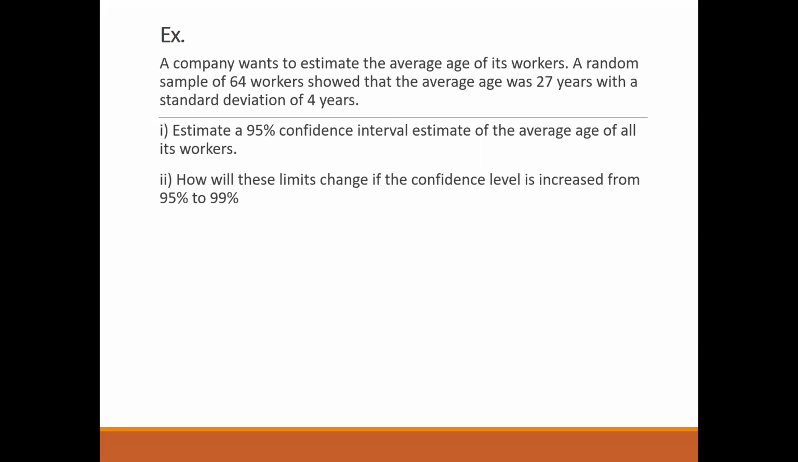I'll repeat, the mean is 27. The value of S, your standard deviation for the sample, is given as 4, that is 4 years. Okay, and the value of N is 64 as per the given question. And the value of Z at 95% confidence level, Z is 1.96. So what is the value of x1 and what is the value of x2?